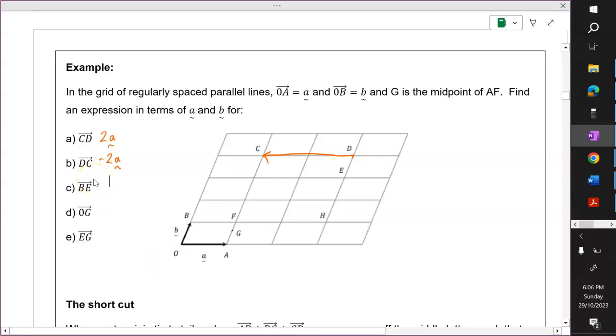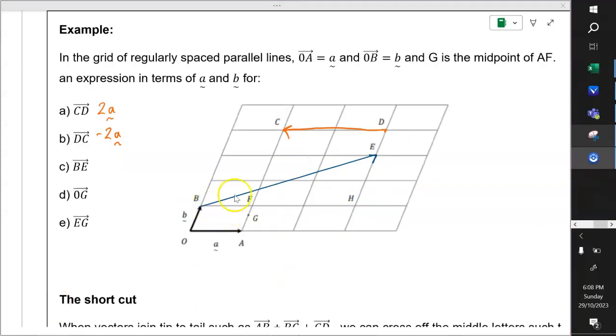Let's now have a look at BE. Vector BE is starting at B and going all the way up there in that direction. I've just fixed up vector B, the E there, to make that look a little bit straighter. Now, if we think about what that is, that vector looks like an addition vector, because it's an addition of something in this direction and something in this direction. So let's put in what we think it's made of.